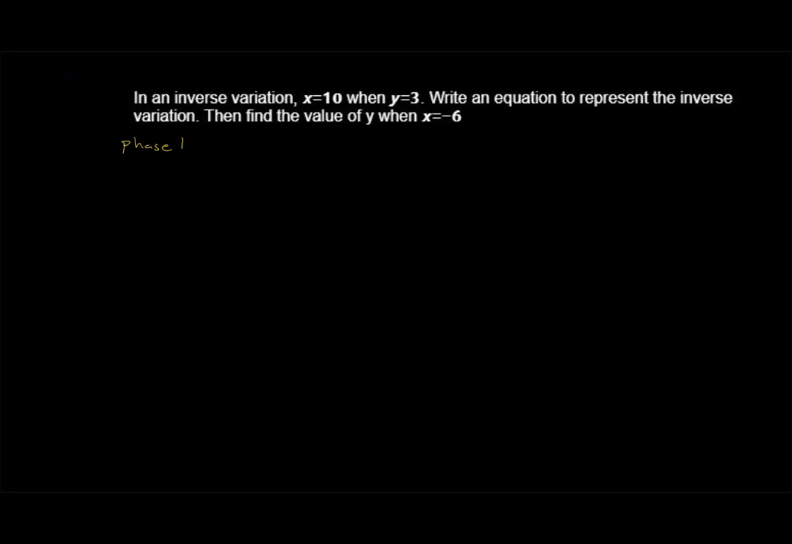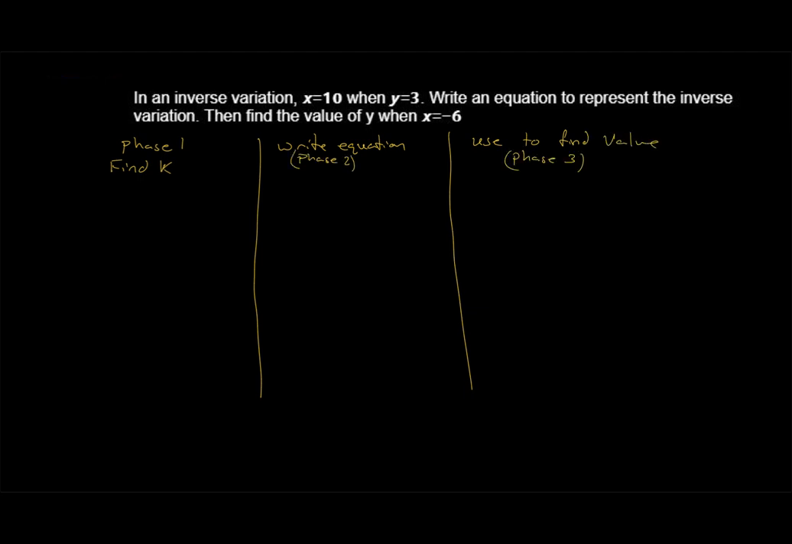The first phase is to find the value for k. The second phase is to just write the equation. And the third phase is to use the equation to find a value. In some cases, you might only be looking for k. In some cases, you might only be looking for the equation. In some cases, you're asked to do all 3. But you always start by finding the value for k and then work your way through.